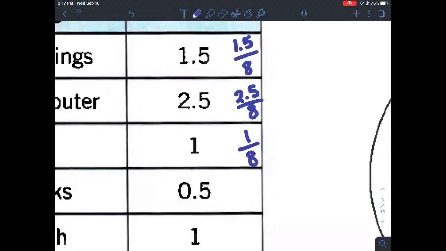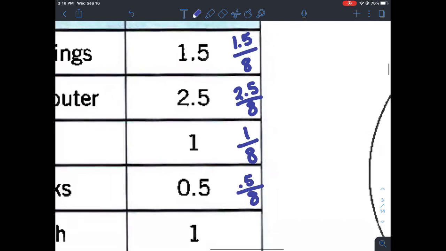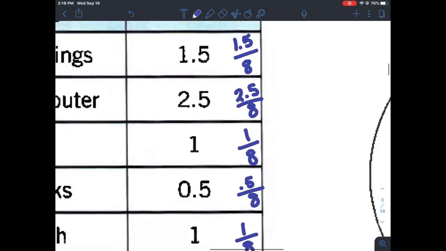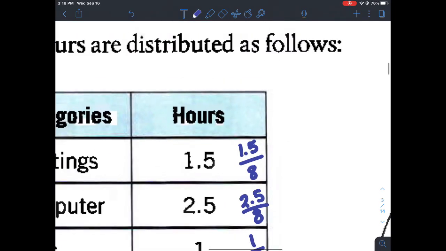And then we're going to go 1.5 divided by 8, 2.5 divided by 8, 1/8, 0.5/8, 1/8, and 1.5/8. And then since we're going right to a percent from this fraction, yes, I know that decimals cannot be in fractions. It doesn't work that way. It's math illegal. But since I'm going to a percent right away, we'll let it slide. I already have these calculated, so I'm not going to waste time calculating these for you.